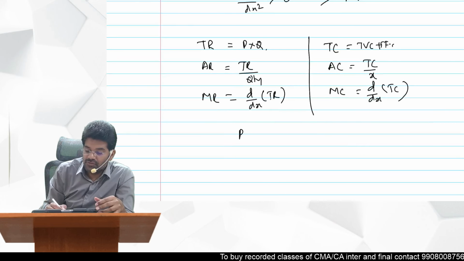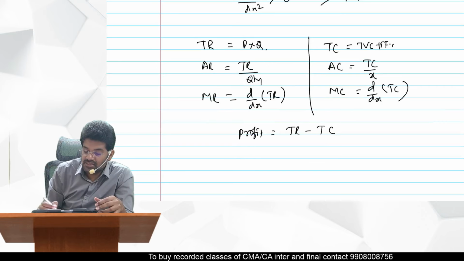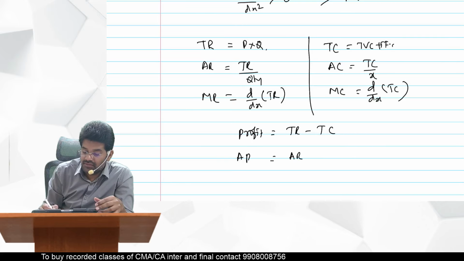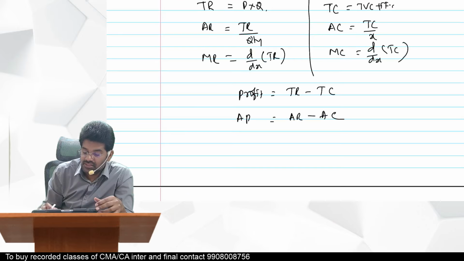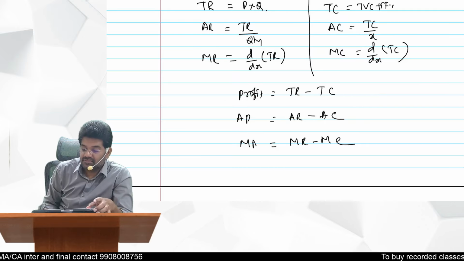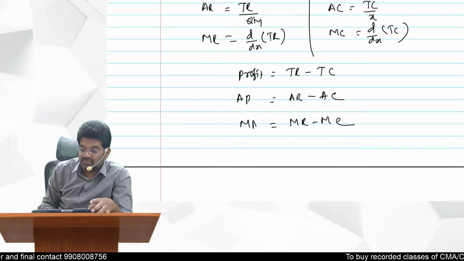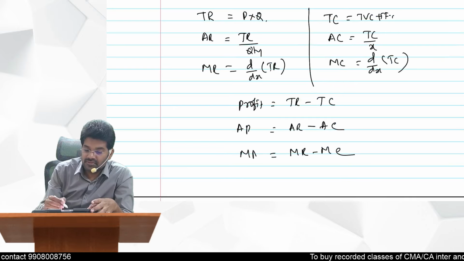And how do you get profit? Either TR minus TC. Average profit is average revenue minus average cost, and marginal profit is equal to MR minus MC. Right? This is what you should know.